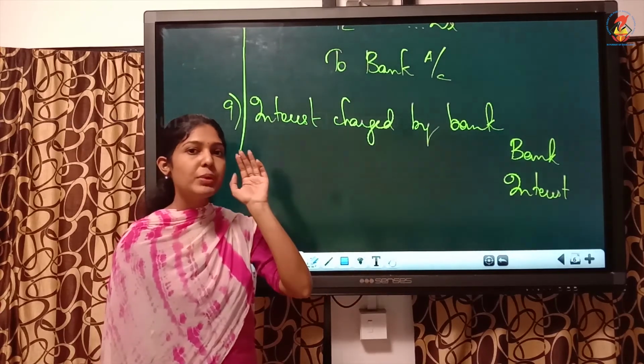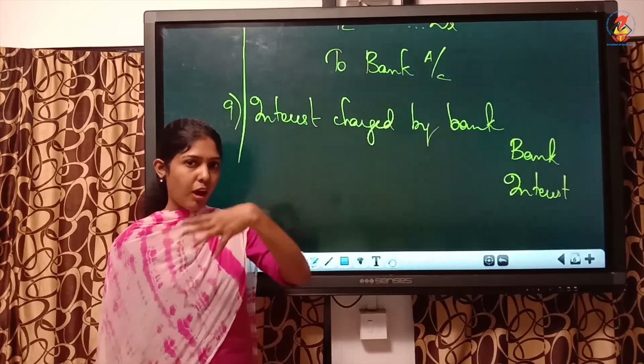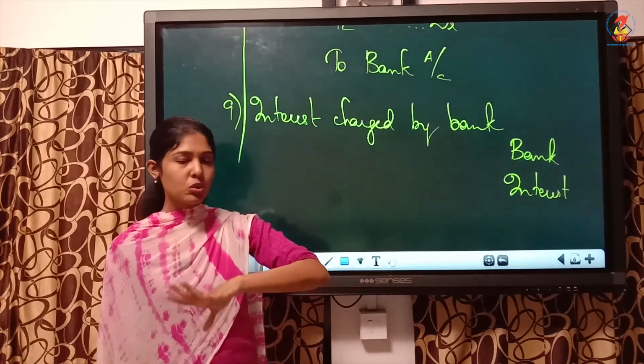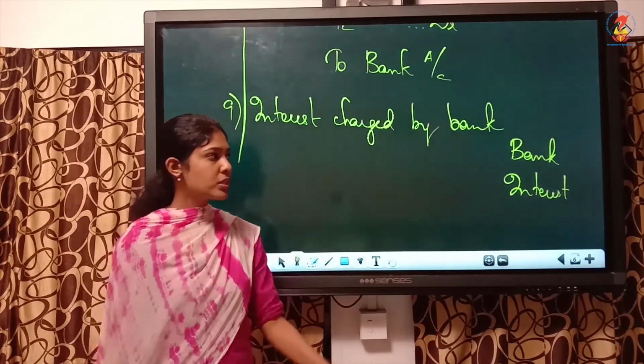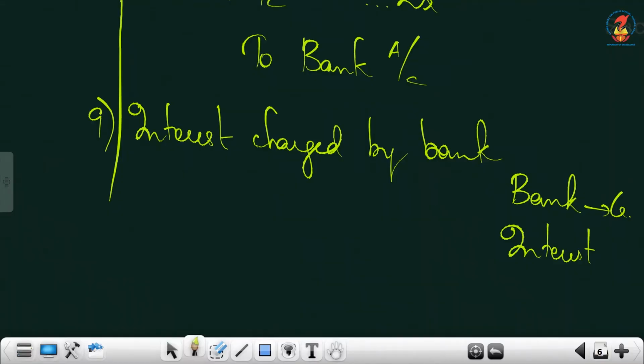So what will happen to your bank account? Just think what will happen to your bank account. From your bank account they are taking amount. So bank is going out. What goes out should be credited. So the journal entry would be interest account debtor to bank account. Did you understand?